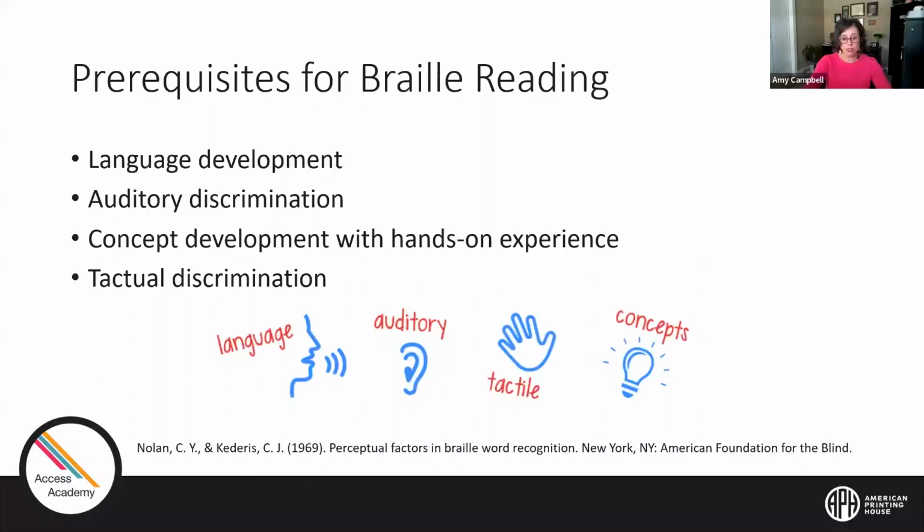These 5 pillars of reading will reoccur throughout our time together over the next 90 minutes, and each are threaded throughout the literacy program that we're going to be talking about. Also, woven into our discussion are 4 skill areas necessary for children who are blind to achieve in order to be successful Braille readers. These 4 skill areas are language development, auditory discrimination, concept development with hands-on experience, and textual discrimination.